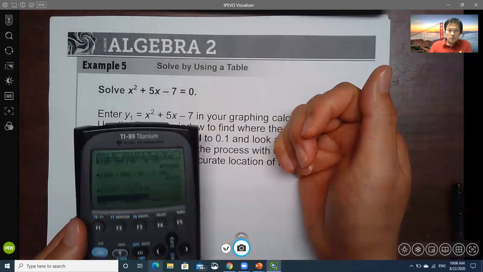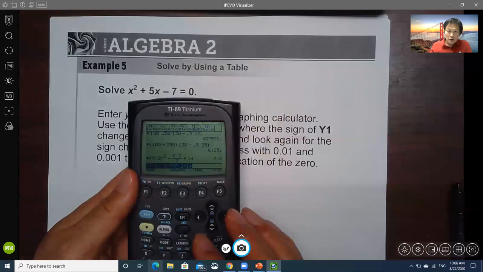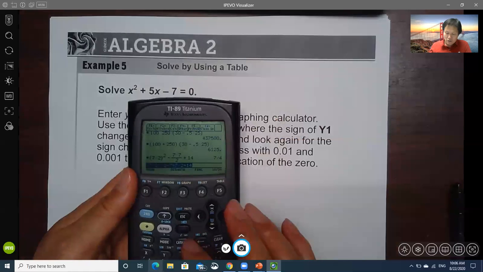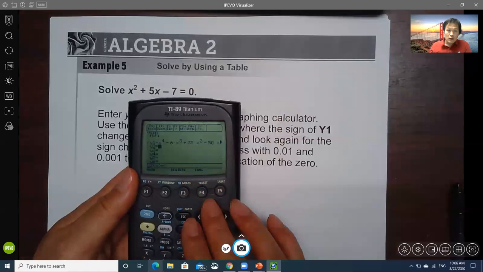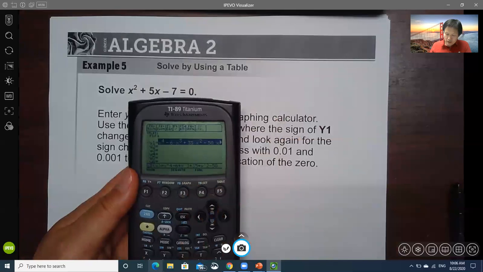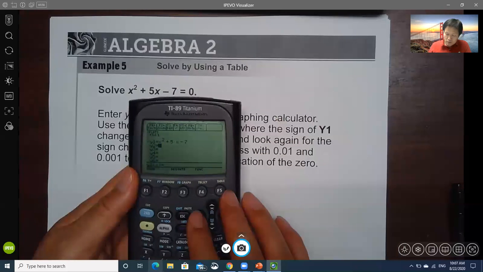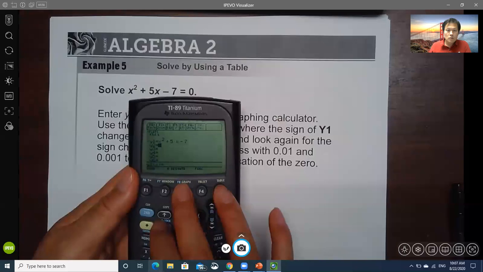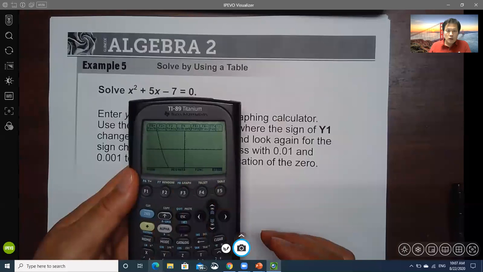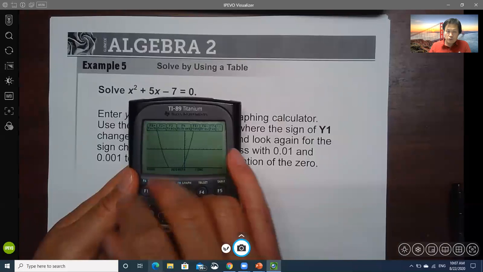Just to give you some idea, I can show you how it works on my calculator. I can graph y equals x squared plus 5x minus 7. I graph it, and I can tell it's passing somewhere over here, and somewhere over here. I've got two real zeros.